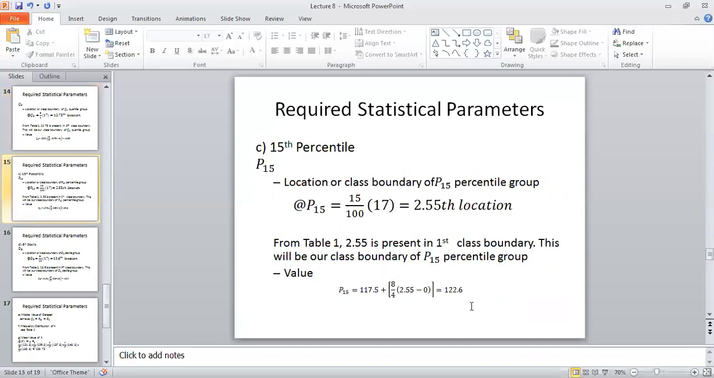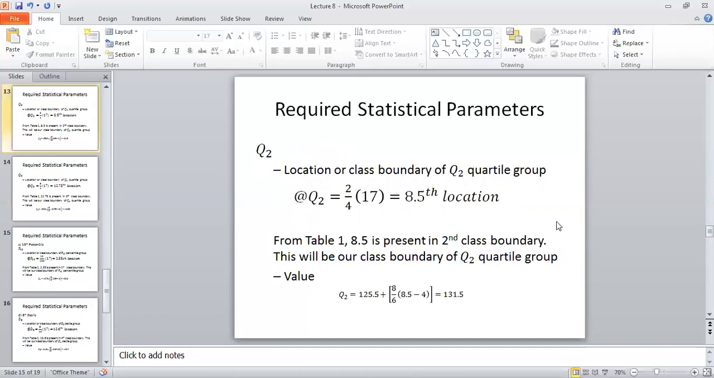A similar set of calculations can be done for the percentiles and deciles. Let's take a quick example, and this was also asked in the question. How can we find the 15th percentile? The 15th percentile P15 can be found using 15 upon 100 into 17, which gives the 15th percentile location, which is 2.55. That means the 2.55th location has to be located. We have to find the percentile group for this location.